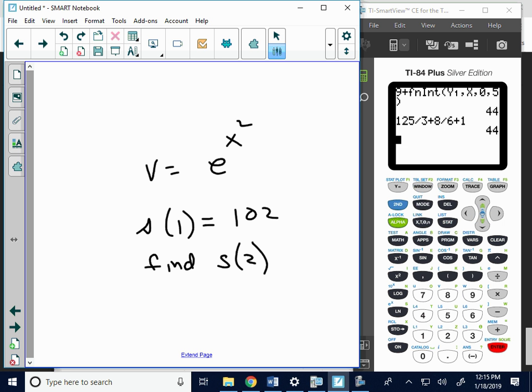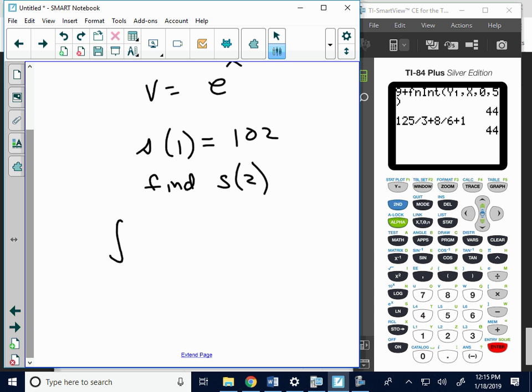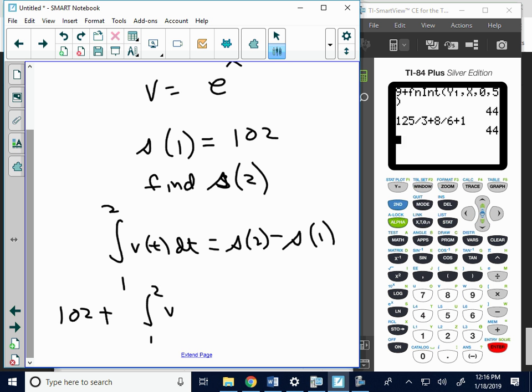You integrate the velocity from what to what? What are the two times I got here? 1 to 2, and that's going to give me the position at 2 minus the position at 1. Do we know the position at 1? 102. So 102 plus this integral, dt, is going to give us S of 2. And we can get this without finding the antiderivative. In fact, you can't find the antiderivative, but we can still answer the problem.